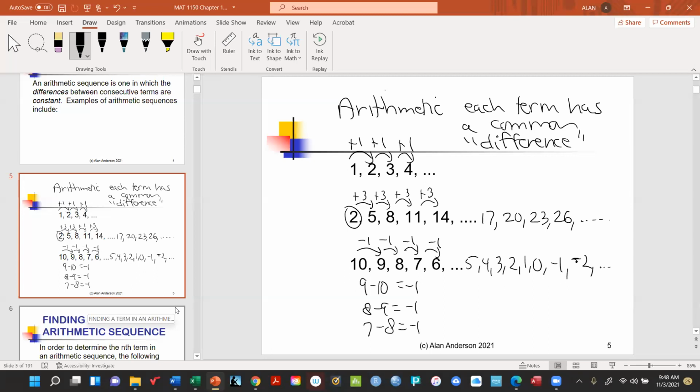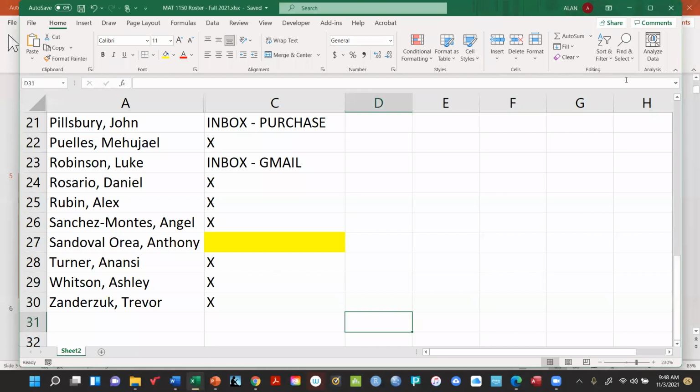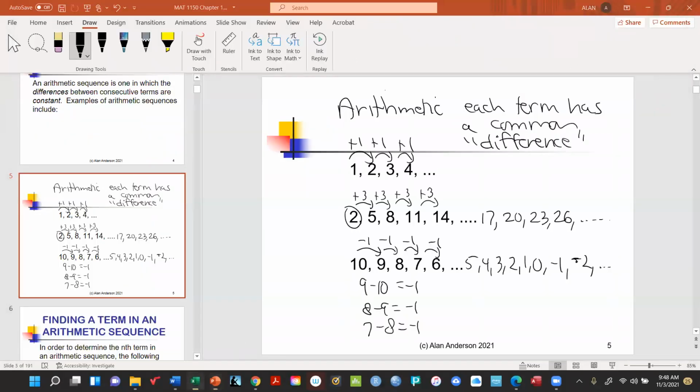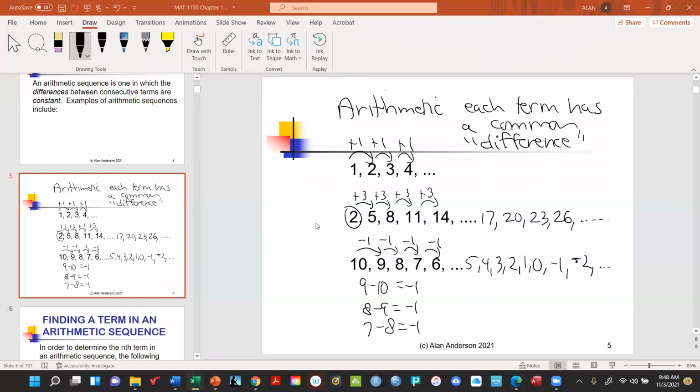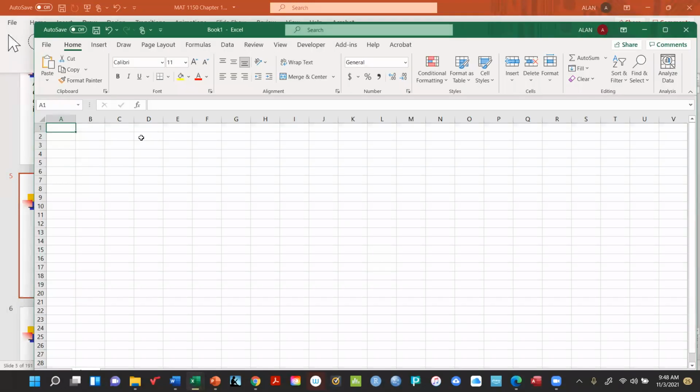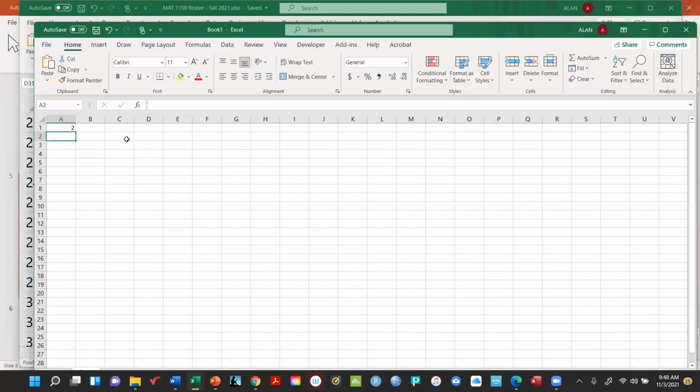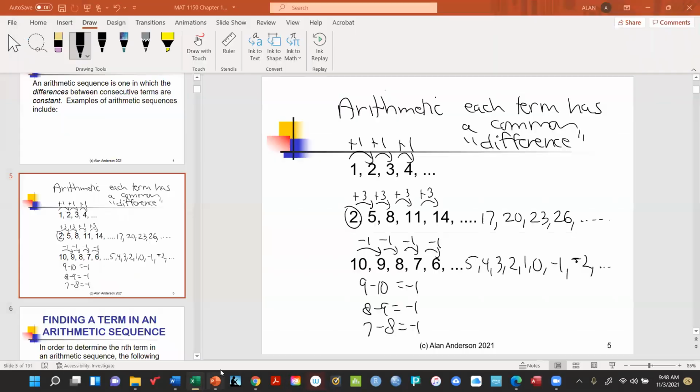And in fact, if we went to Excel, now if you don't have Excel, you should start learning it. Let's take this one and see what we can get. 2, 5, 8.